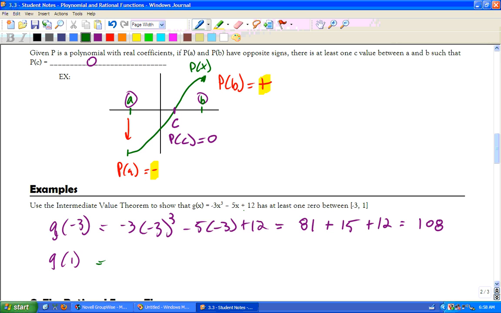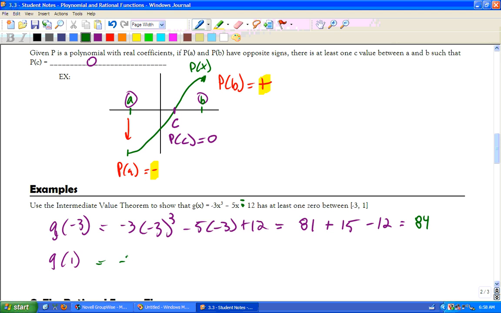Oh, okay. Before I go on to g of 1, I'll make this change now. I made this change on my notes, but I forgot to write it here when I started filling it out. That should be minus 12, which makes g of negative 3 minus 12. Which makes that 97, which makes that 84, excuse me, 84. Okay, now we're looking at g of 1.